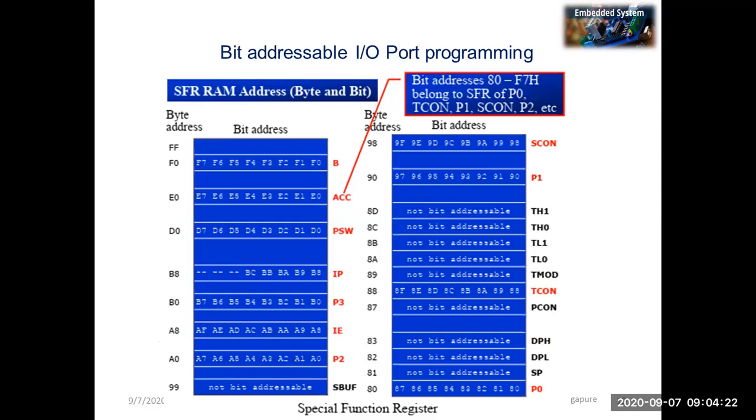So here, as I stated, the registers marked in red are bit addressable, that is register B, accumulator, PSW, IP, port 3, IE, port 2, SCON, P1, TCON and P0. These registers marked in red are bit addressable and their bit addresses are specified here. All other remaining SFRs are byte addressable. They cannot be bit addressable.